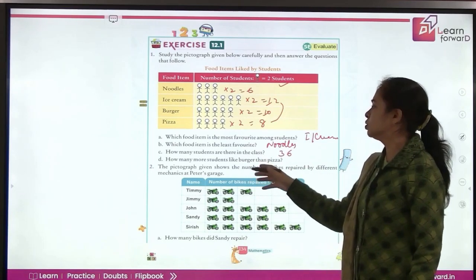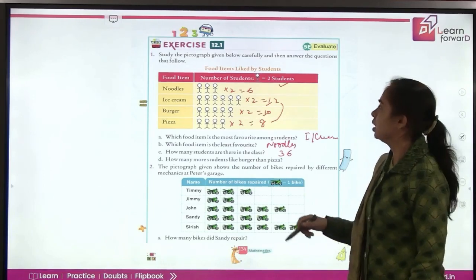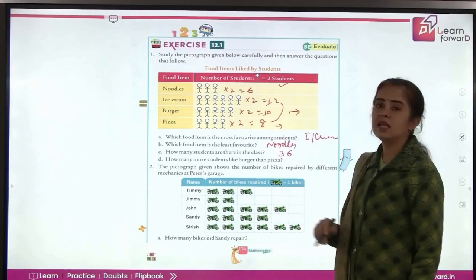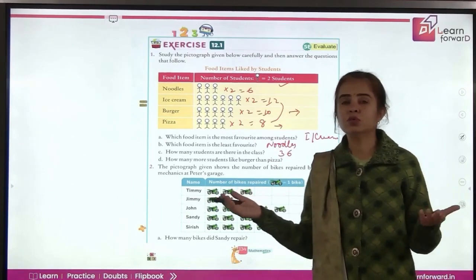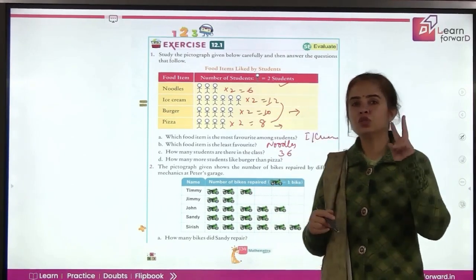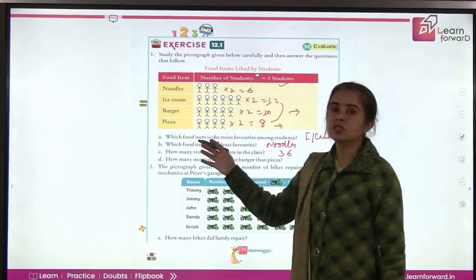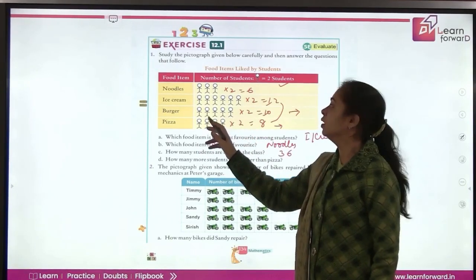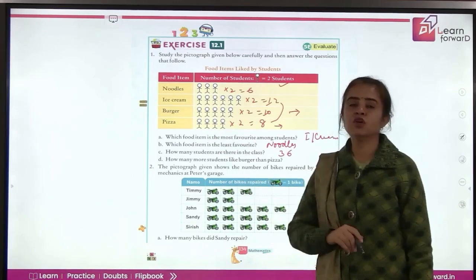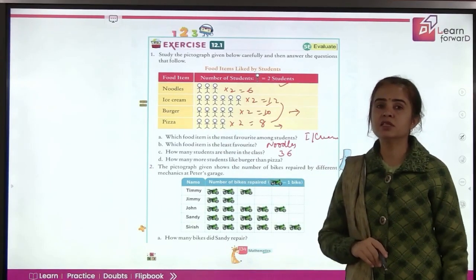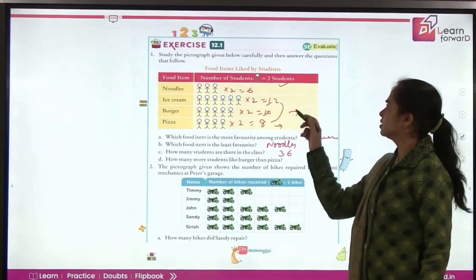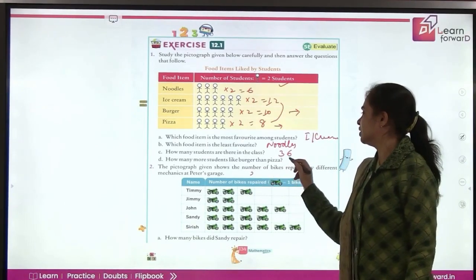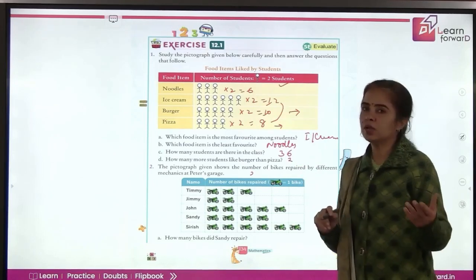How many more students like burger than pizza? So, burger is liked by 10 students, pizza is liked by only 8 students. So, how many more students like burger? 2. And when you look at the pictures, how can you do this? There are 5 pictures for burger and 4 pictures for pizza. That means how many more pictures? 1 picture. Now go to your scale. 1 picture means 2 students. So 2 students this way also. Right? You can do any way.